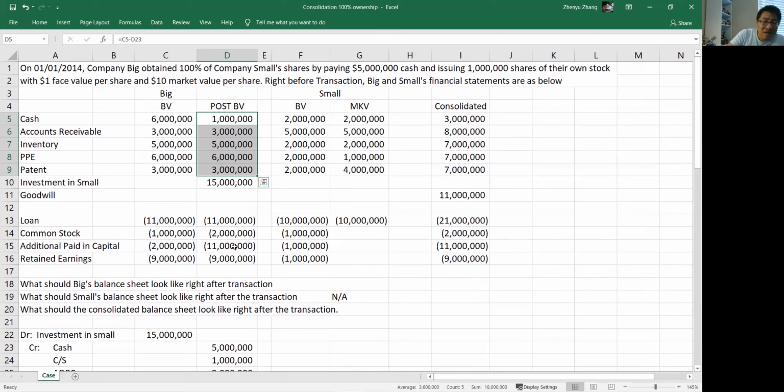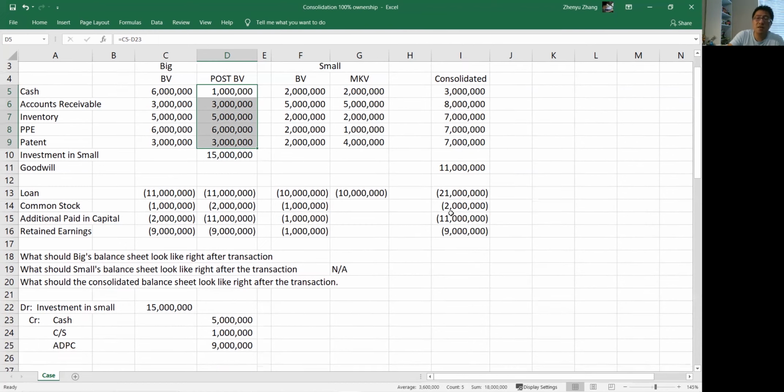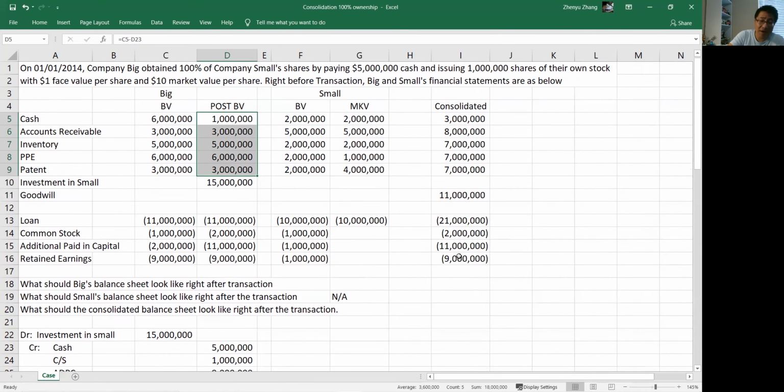When we talk about Big's investment, because Big's balance sheet already incorporates their investment in Small numerically, Big's equity also contains, since equity is the difference between total asset and total liability, numerically the value of the equity of Small already, which is what we have here. Think about it. So this is a consolidated balance sheet of Big and Small right after this transaction.